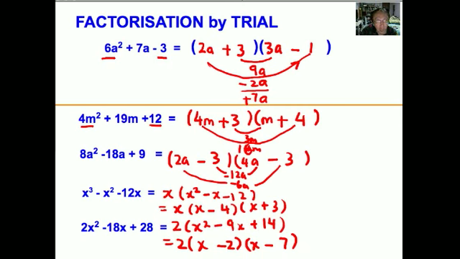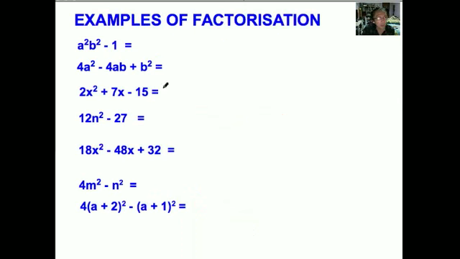Let us now take a look at some more examples. It is important to identify which type of factorization we should use for each sum. In the first case, we have a difference of two squares, and we know that when we factorize a difference of two squares, we will have a negative and a positive factor.